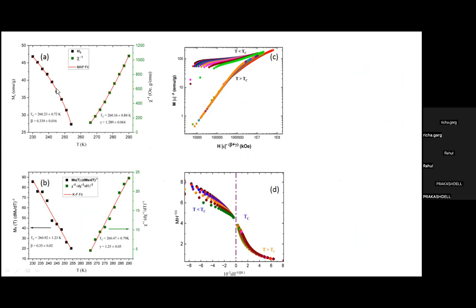So this is the spontaneous magnetization at different temperatures. You see these black squares. What I have done, there is an equation called the modified Arrott plot equation, so that has been fitted here.